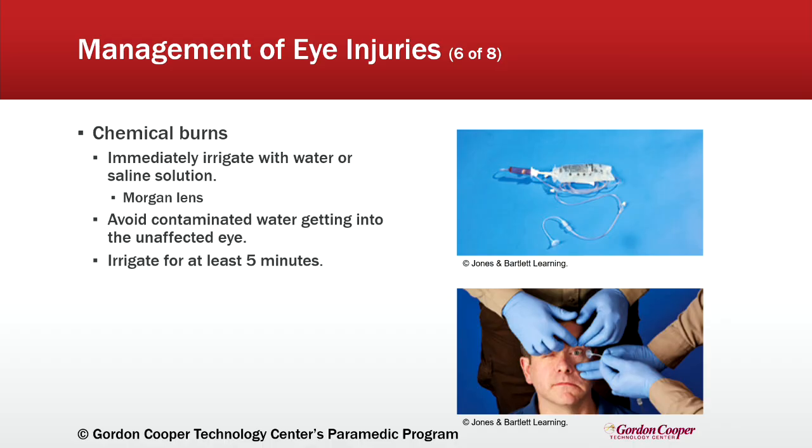For chemical burns to the eye, you must immediately begin irrigating with sterile water or a saline solution. You should never use a chemical antidote in the eyes. Ideally, use a device like a Morgan lens to irrigate the eye. If only one eye is affected, be careful not to let the contaminated water get into the unaffected eye. Irrigate for at least 5 minutes. But for burns caused by alkali or a strong acid, you should irrigate continuously for 20 or more minutes.